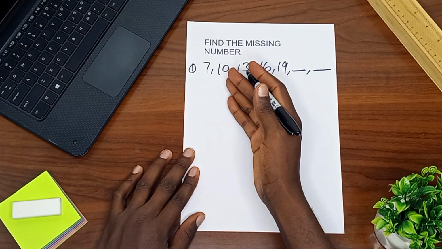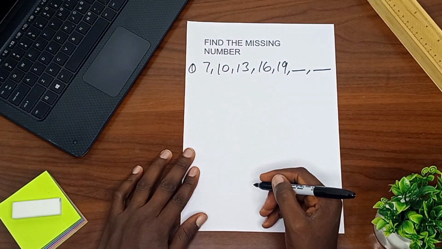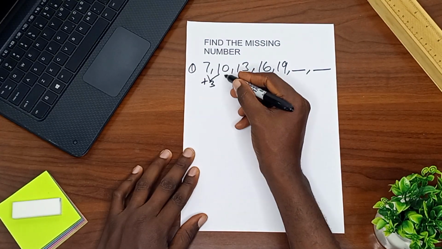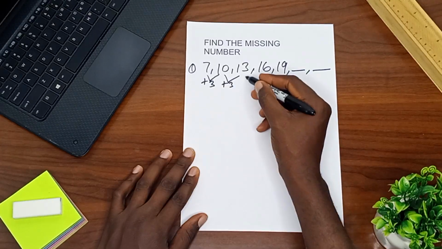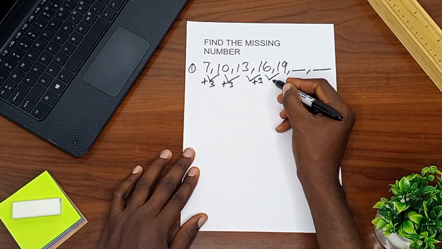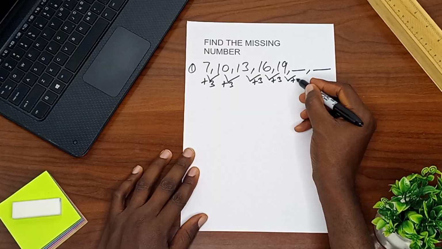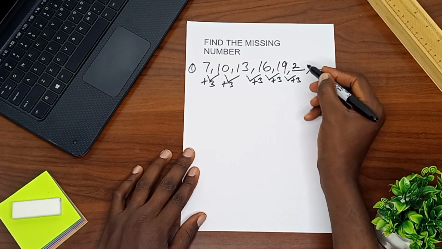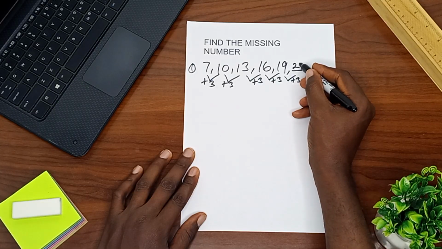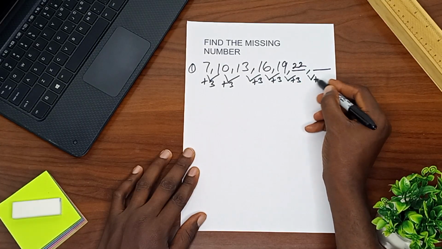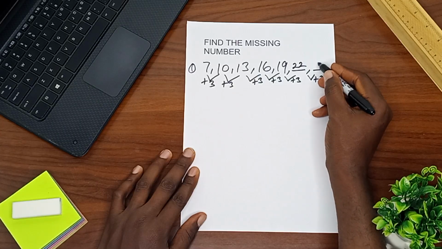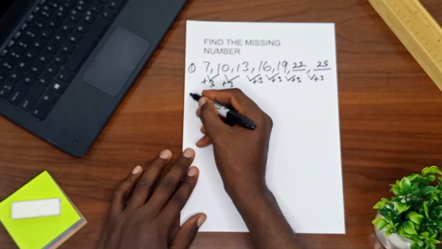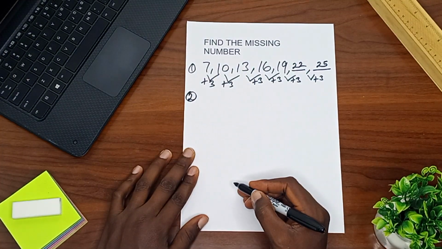Take the next number, 10 minus 7, it will give us 3. That means that we have added 3 here, plus 3. 10 plus 3, 13 plus 3, 16 plus 3, 19 plus 3, that is going to be 22. Then 22 plus 3, that's going to be 25. So those will be your next two numbers in the sequence as it is given.